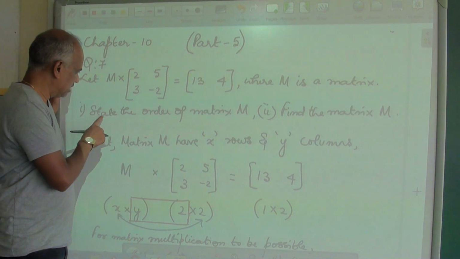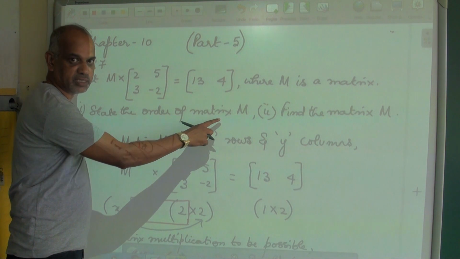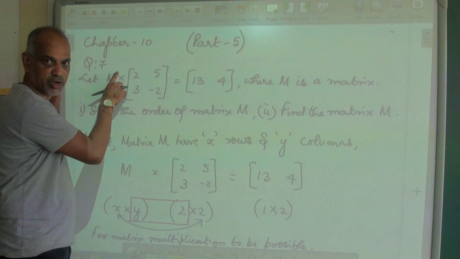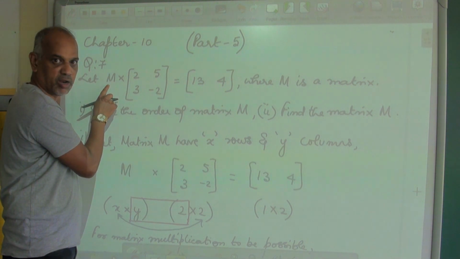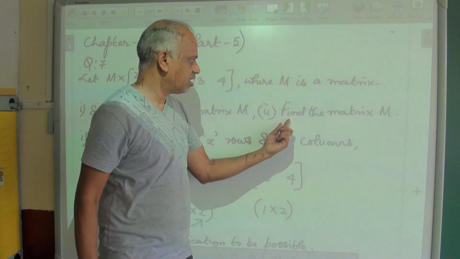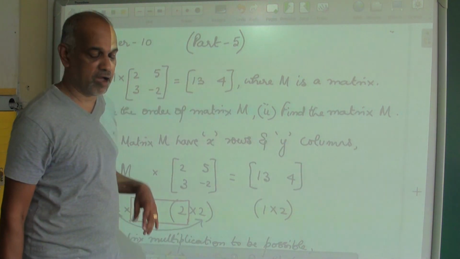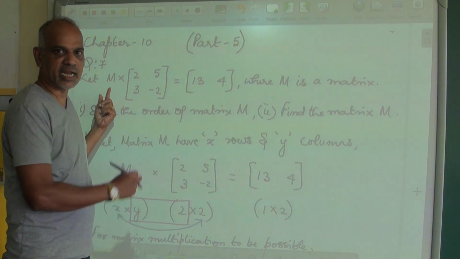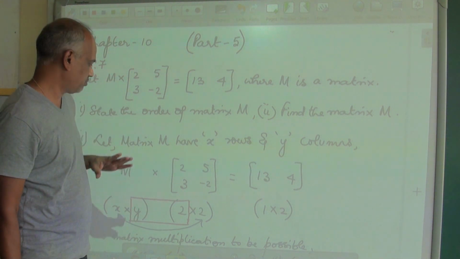First question is, state the order of matrix M. You have to find the order of matrix M, which means you have to find how many rows and how many columns M has. That's the first question. And the second question is, find matrix M. After finding the order of matrix M, you also have to find the elements that are there in matrix M.